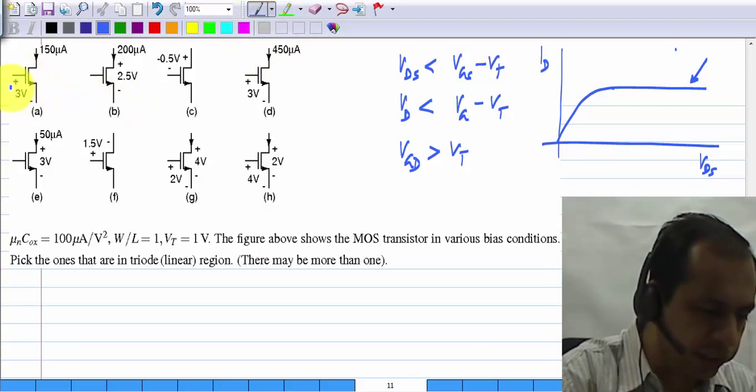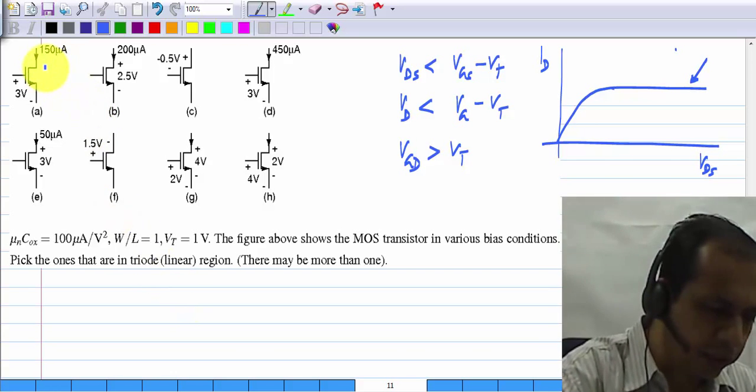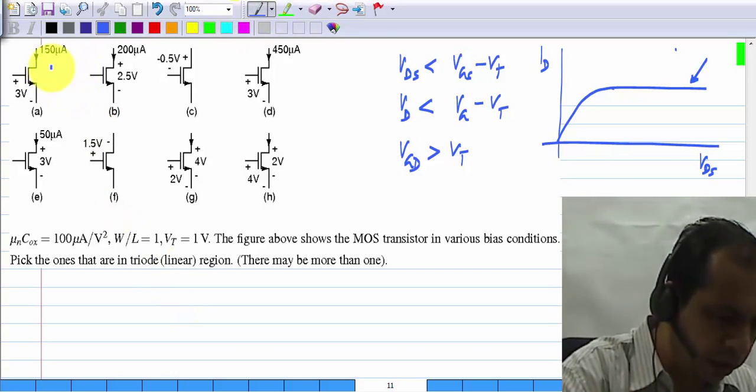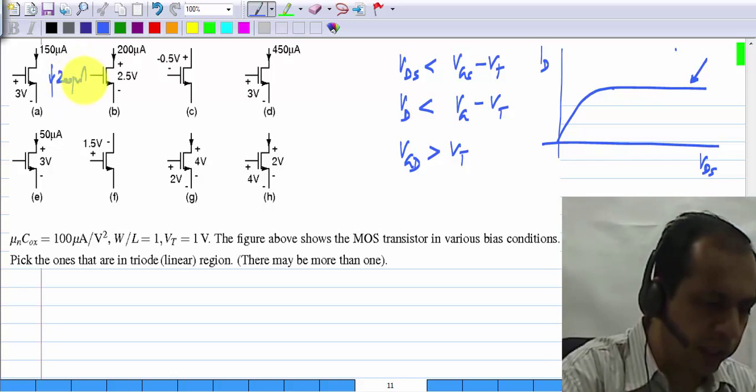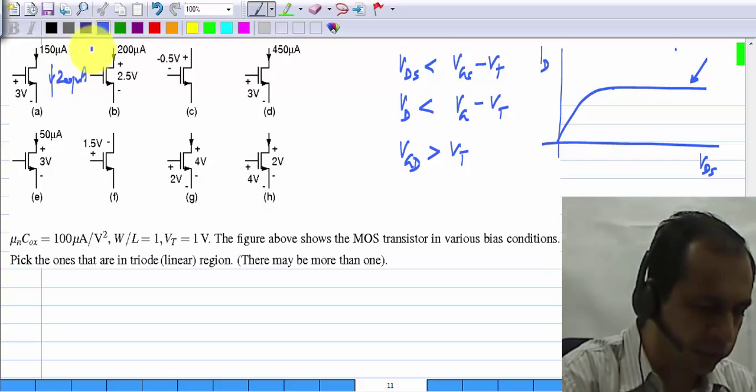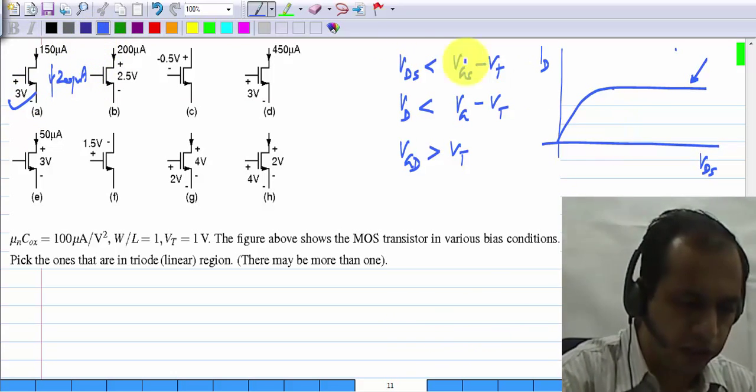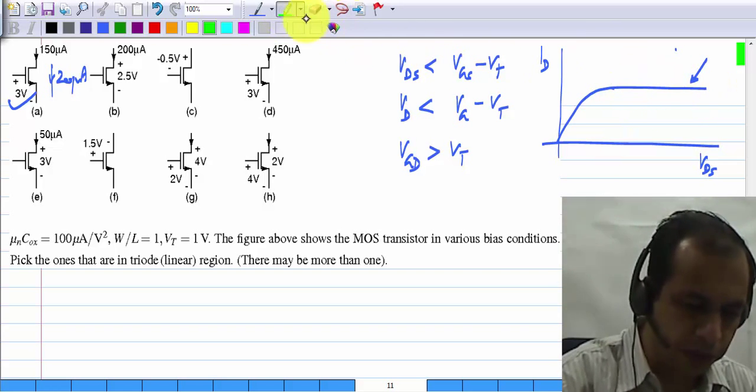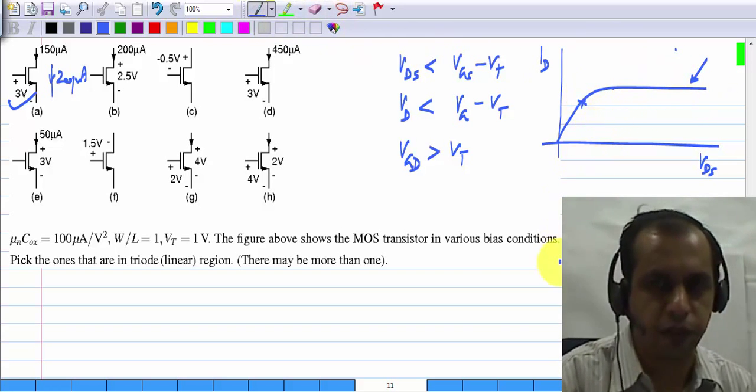In the first case, VGS is 3 volts, and if you calculate the saturation current, it will come out to be 200 microamperes, but the actual current is 150 microamperes, so this is in triode region. That is, this level is 200 microamperes and it's operating somewhere over there.